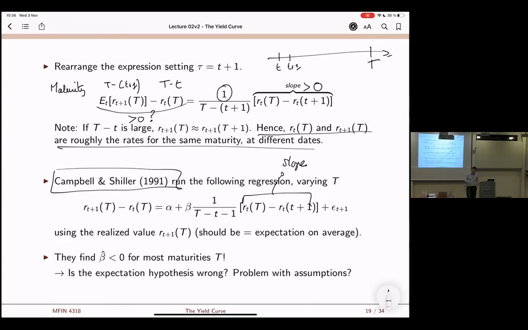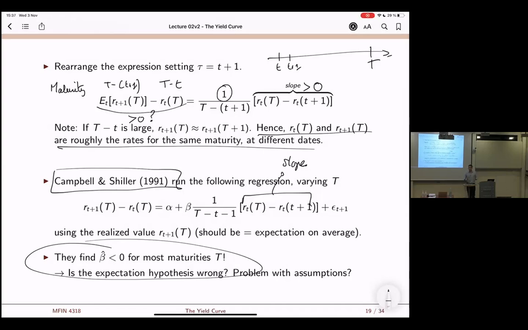Now, bad news: what you find in the data is that this beta hat, the estimated value of beta, is negative for most maturities, in fact, right? So it runs counter to this expectation hypothesis. The expectation hypothesis tells you that a positive slope of the yield curve means interest rates should go up. Well, what this relationship tells you is that on average, they actually go down. That's the surprising thing. And there are many tests of this relationship, and they all find consistently that this doesn't go the way the theory tells us.